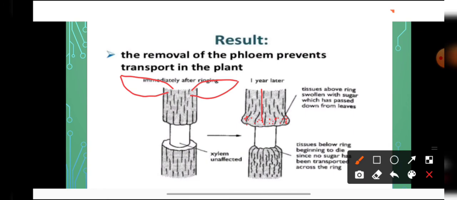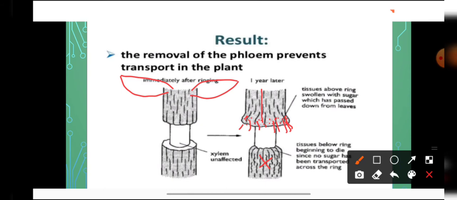Because the food materials will get collected here, after some time even adventitious roots start appearing from this part. So what will happen, students? We have interrupted the path of the movement of the food materials. So the part above the ring, where food will accumulate, will become swollen, and adventitious roots will start appearing from there, and the tissues below the ring will begin to die. Why will they begin to die? Because they are getting no food materials from the upper part, because we have removed the phloem through which the translocation of food materials is taking place.